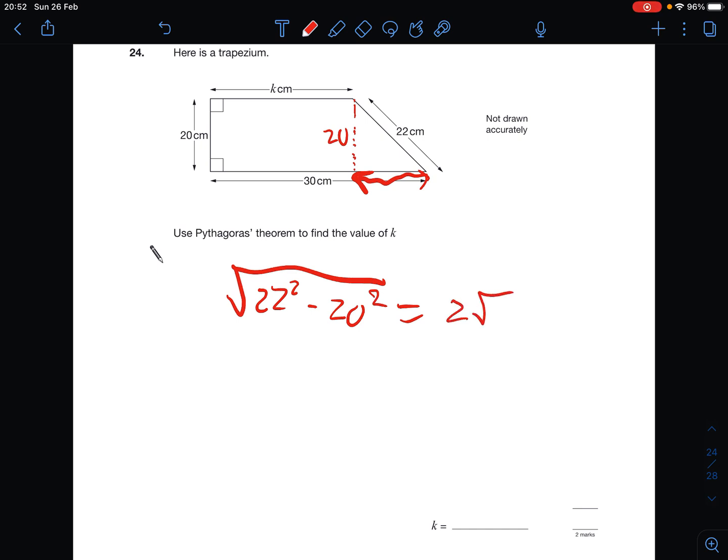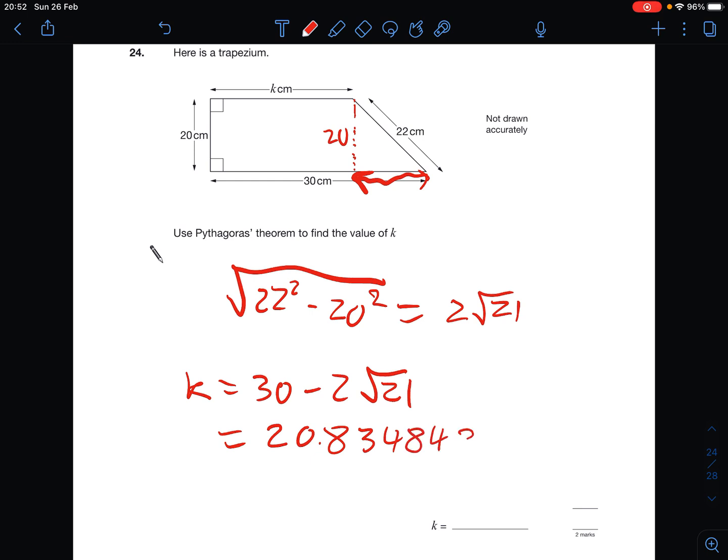2 root 21. Okay, or 9.1645. I'm going to leave it as 2 root 21 because that's a bit nicer to work with. So this length from here to here is going to be this entire 30, subtract this section here, which is 2 root 21. So k is equal to 30, subtract 2 root 21. Putting that into my calculator, and this I will put as a decimal is 20.83484861. The reason I didn't write this down is in case I rounded it, and then if I round here, it's going to change my answer here. So I don't want to round it too early, but now I can round it to 20.8.